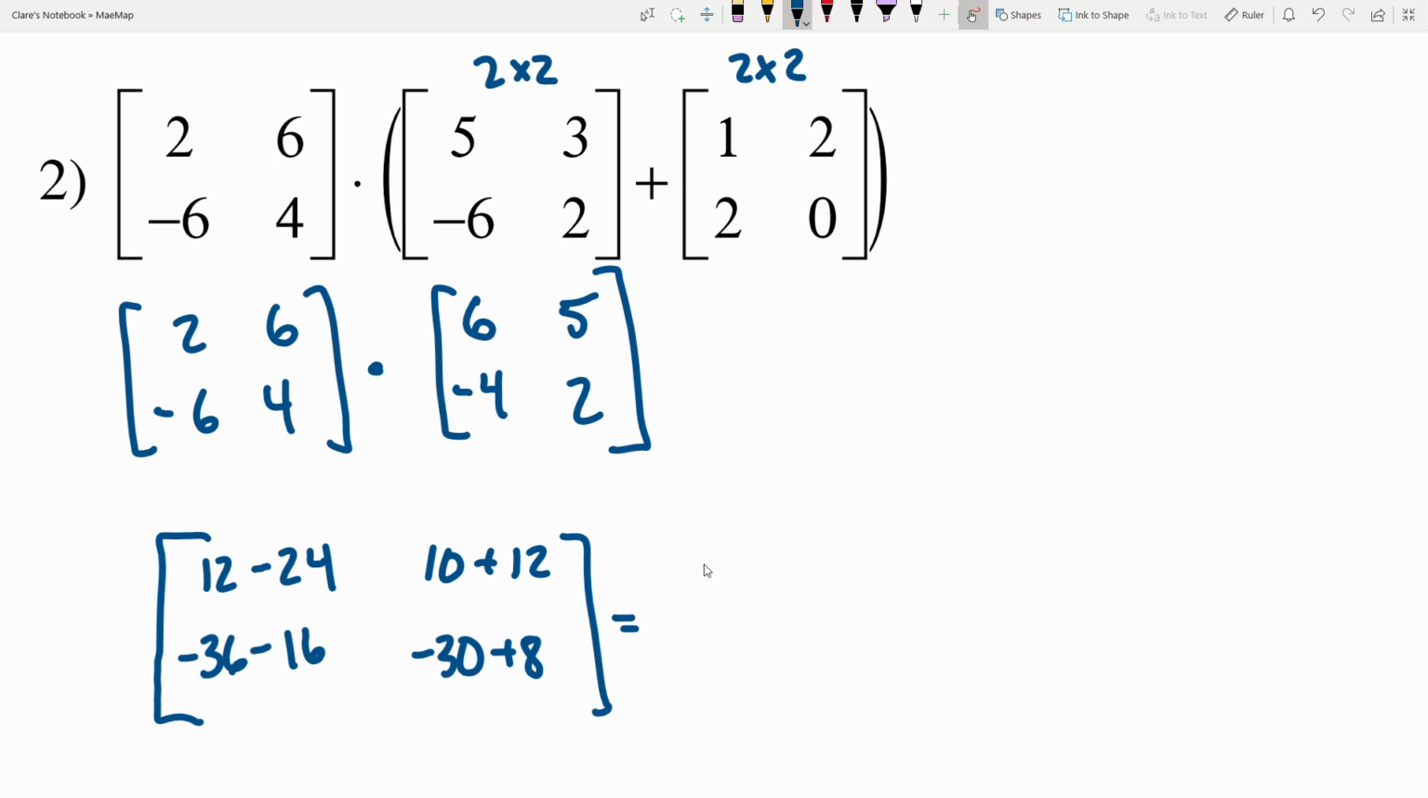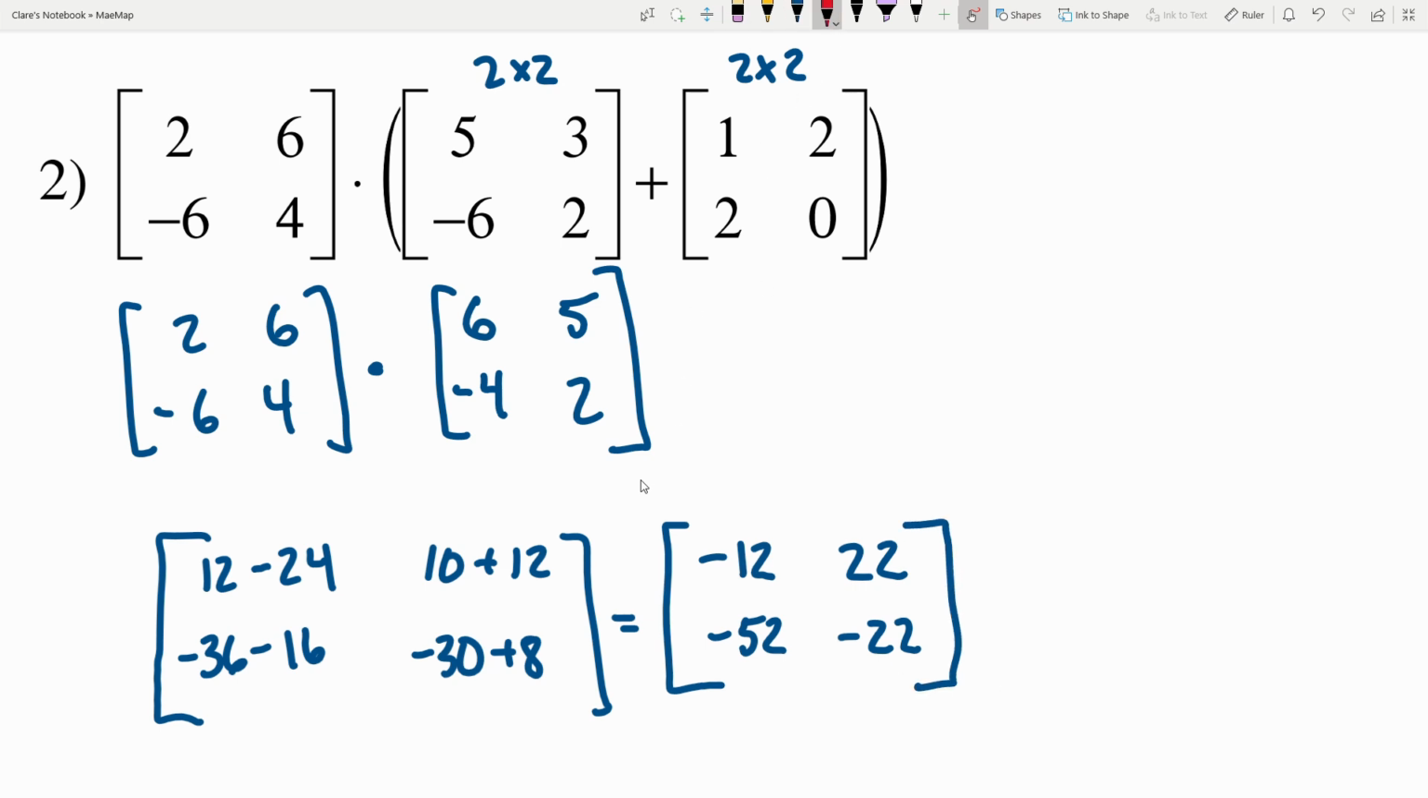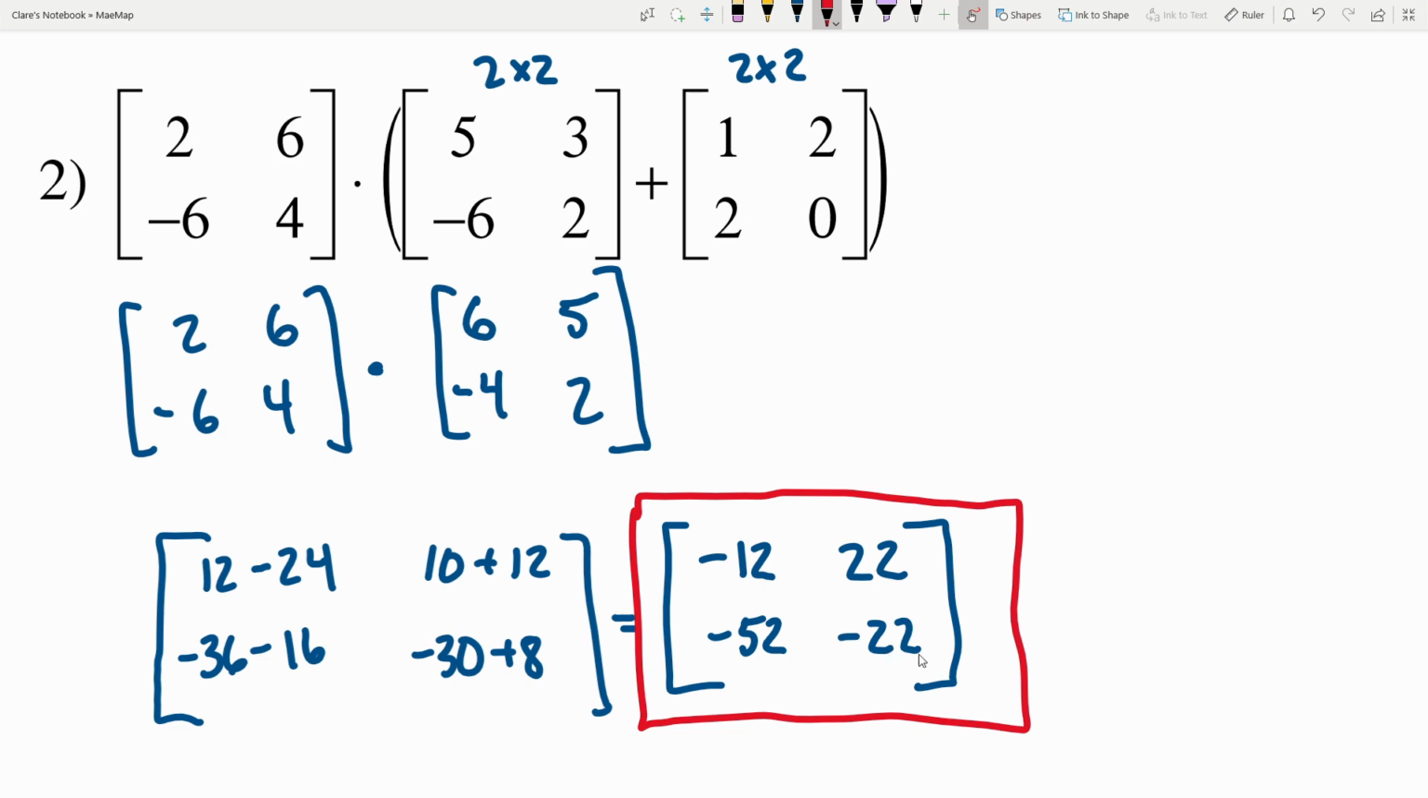12 minus 24 gives me a negative 12. 10 plus 12 gives me a positive 22. Negative 36 minus 16 will give me a negative 52. And then negative 30 plus 8 will give me a negative 22. So negative 12, 22, negative 52, negative 22 is my solution in number 2. Or if you're reading by columns, negative 12, negative 52, 22, negative 22. Let's move on to number 3.